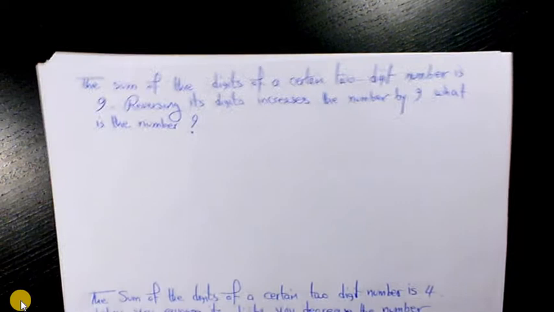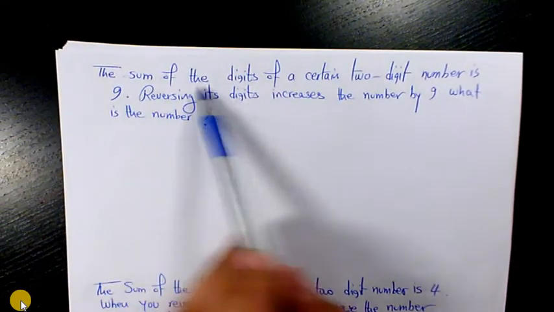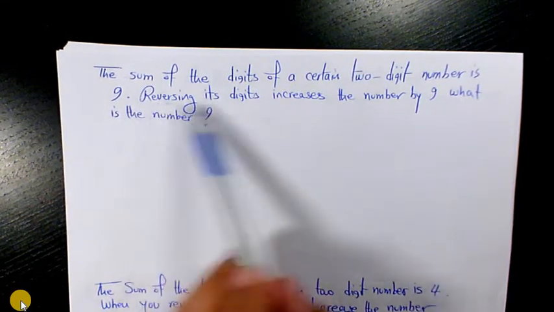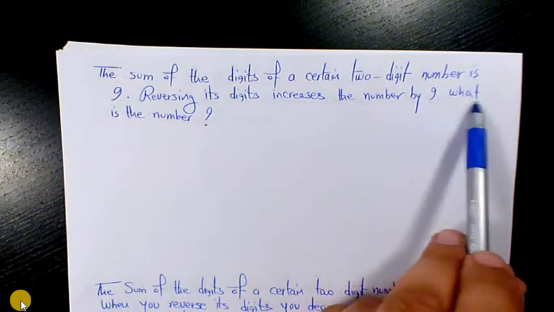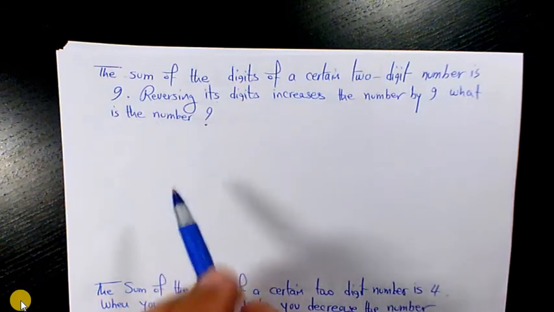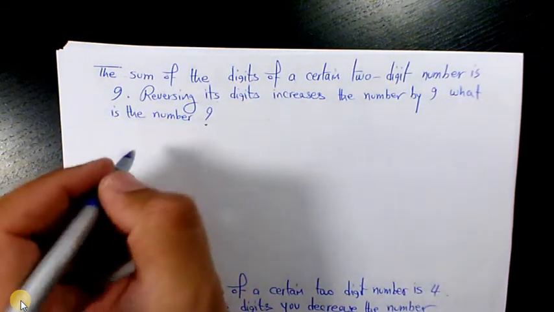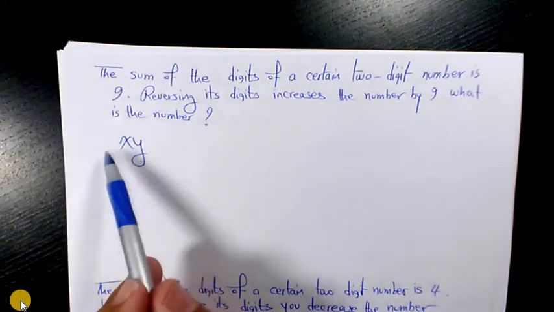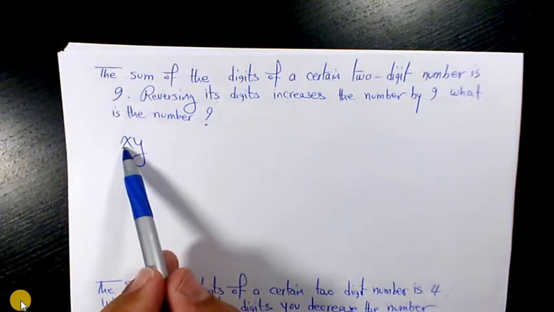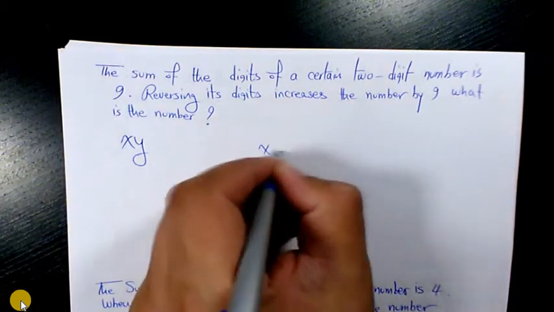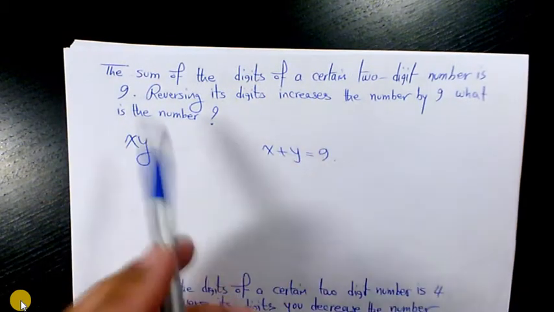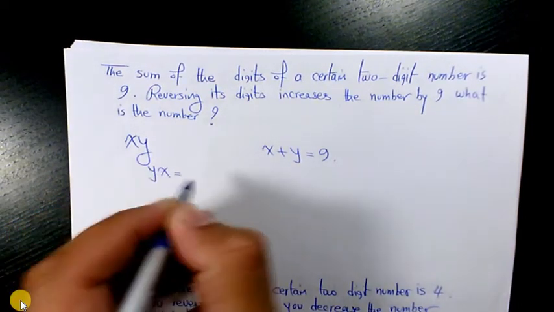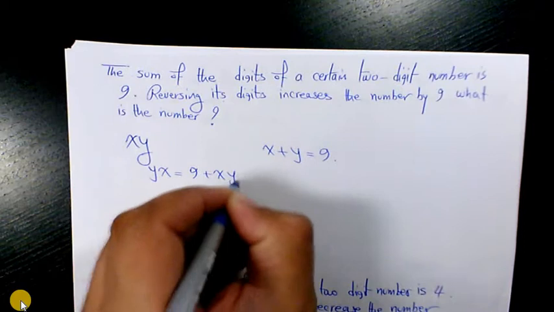Next example. It says the sum of the digits of a certain 2-digit number is 9. Reversing its digits increases the number by 9. What is the number? So this 2-digit number, let's call it xy. The 1s digit is y and the 10s digit is x. The sum of them, it says, is 9. And it says if you reverse it, it's going to increase by 9. So it means that yx equals 9 plus xy.